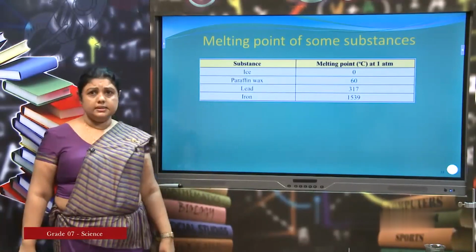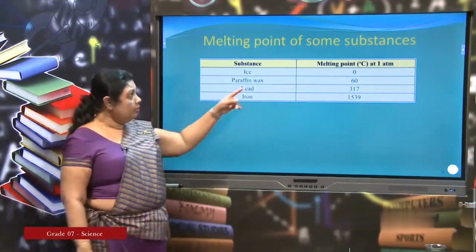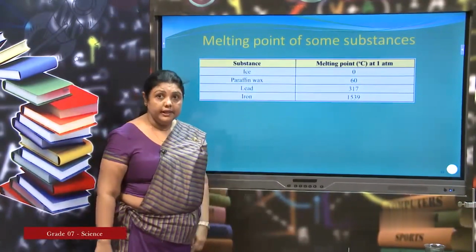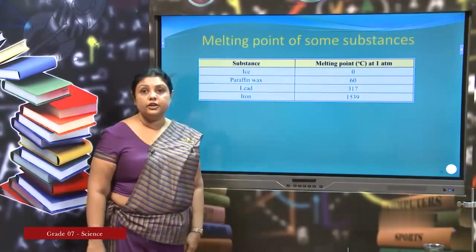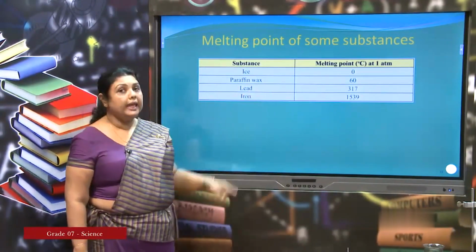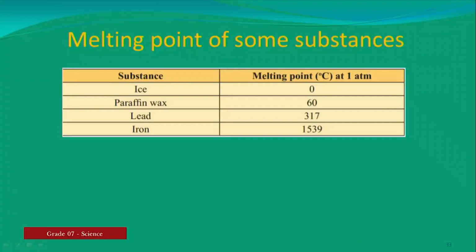There are some substances given here. The melting point is given in degrees Celsius, and again, as I told you, it is at 1 atm. Ice, 0 degrees Celsius. Paraffin wax, what we use in candles, 60 degrees Celsius. Lead, a metal, 317. Iron, 1539 degrees Celsius, very high.